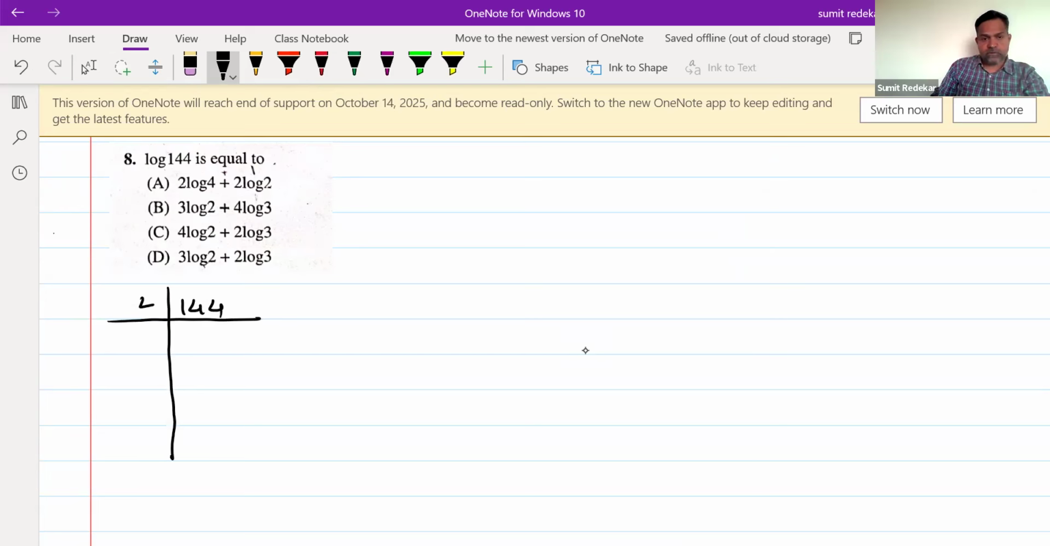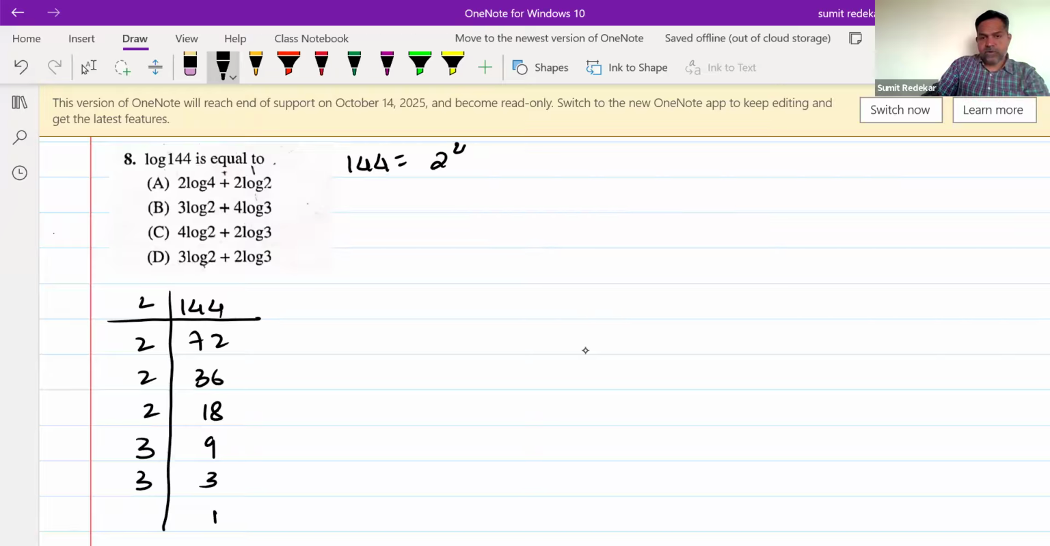144 को फैक्टराइज कर दोगे तो 2 7 जा 2 2 जा, 2 36 जा, 2 18 जा, 2 9 जा, 3 3 जा and 3 1 जा. This is the breakdown. What is the breakdown? 144 is nothing else but 2 raised to 4 and 3 raised to 2. 2 का 4th पावर और 3 का 2nd पावर.